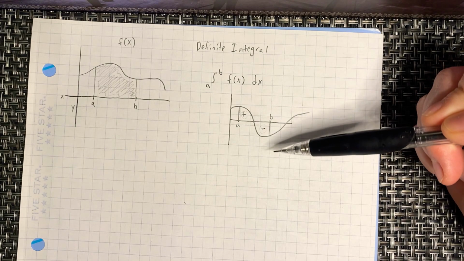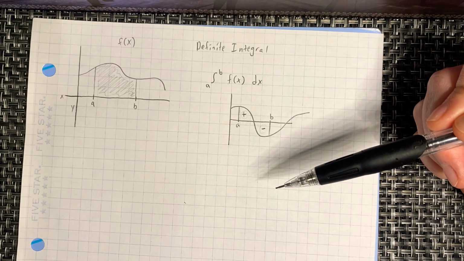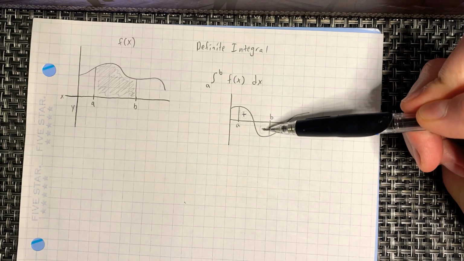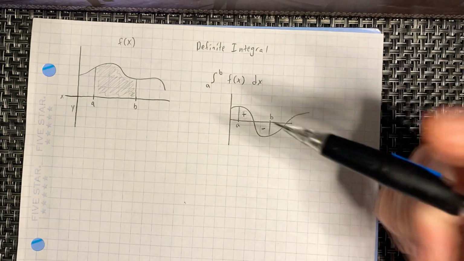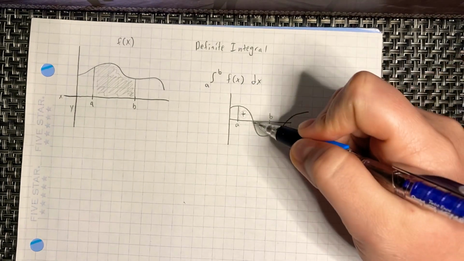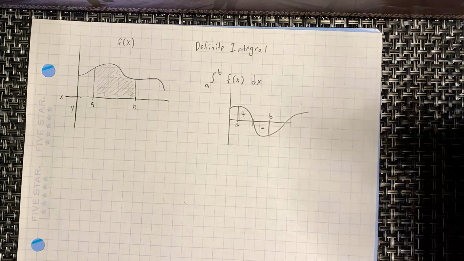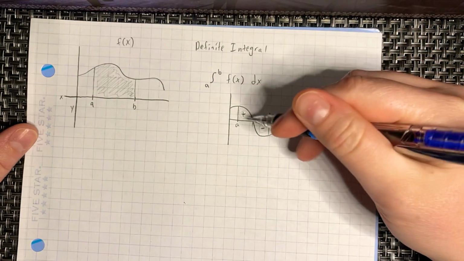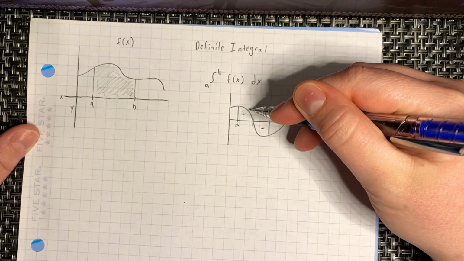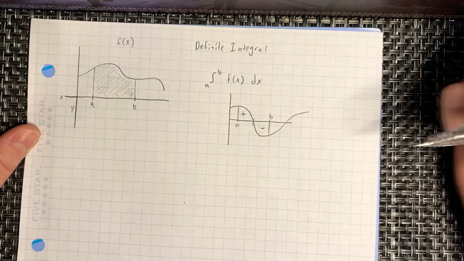Or you'd solve for the overall area and pretend this was positive, and then you'd have to solve for two separate integrals, separating it at that point. That's more of a calculative process, but it's neat to think about positive area above the x-axis, negative area below the x-axis.